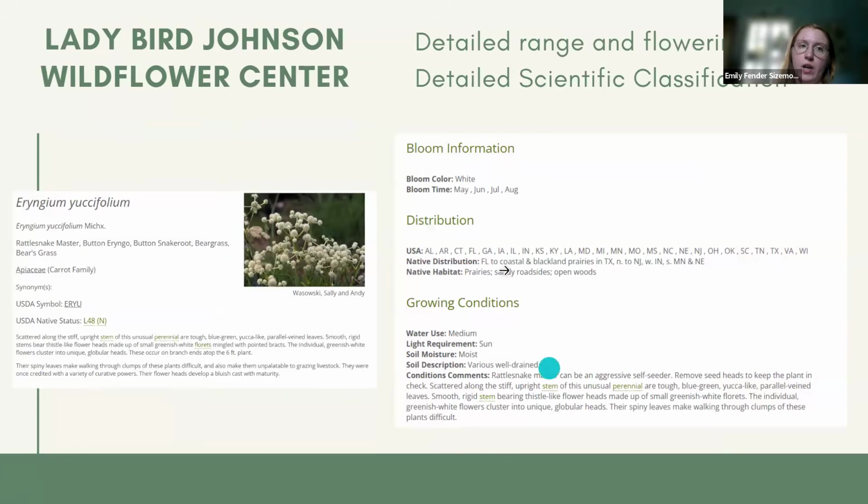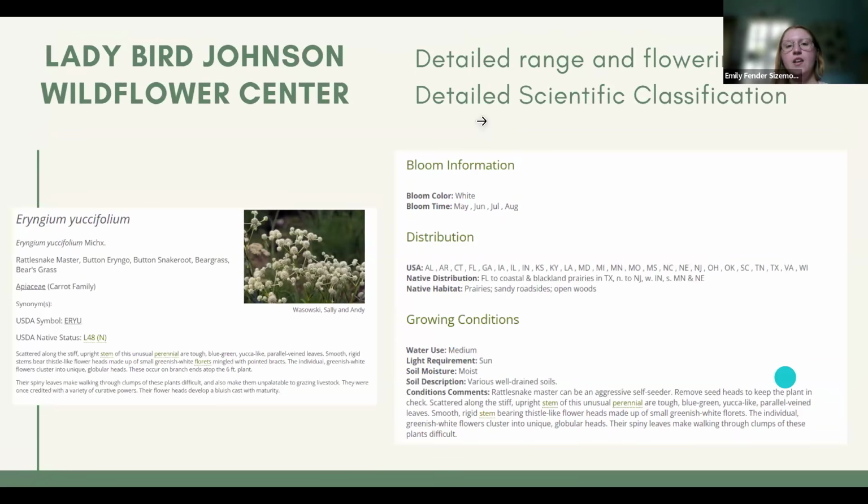The Lady Bird Johnson Wildflower Center has very detailed range in flowers, which I like, and it also tells you the bloom color, the bloom timing, and some scientific classification of it, which I find very interesting. So when you see here, you can look at the conditions, and it will also note, say, if it does self-seed and what kind of flower shape it has.